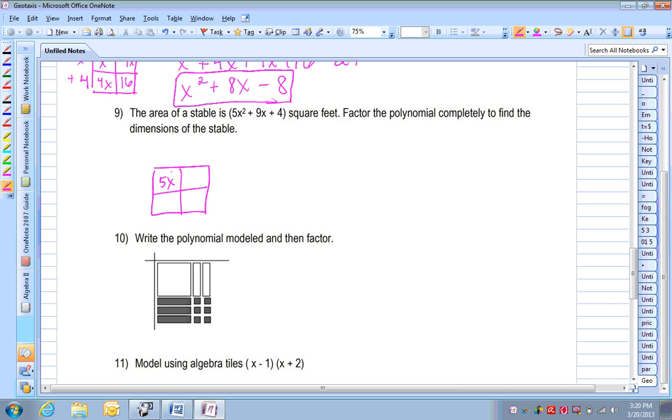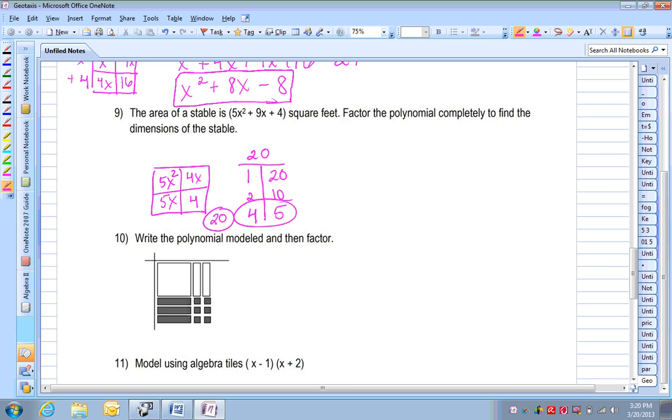And I put the 5x squared up in the top left-hand corner. I put a 4 in the lower right-hand corner. And then I put my little circle and I multiply. So 5 times 4 is 20. And then I have to find the factors of 20, and I'm going to want them to add up to positive 9. So I put 1 and 20, 2 and 10, 4 and 5. And 4 and 5 are the ones that add up to 9. So I'm going to put in my empty boxes 4x and 5x.